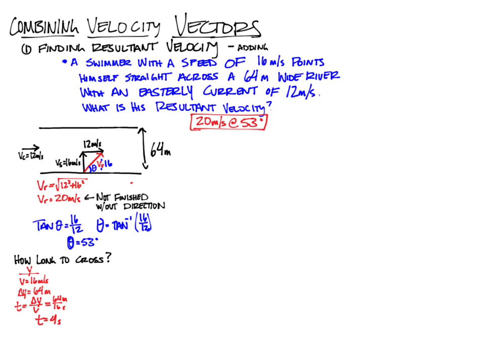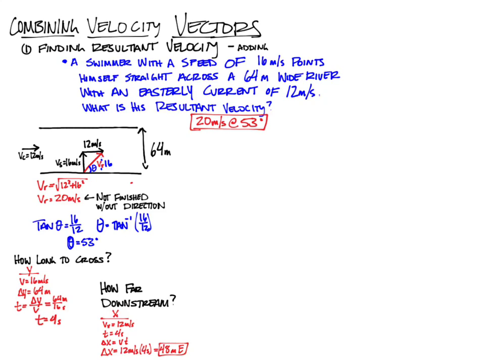Another question we might ask is, how far downstream did we go? Well, downstream is an X question. So we need to look at our X information. The velocity I have in the X direction is the velocity of the current. That's 12 meters per second. And my time is 4 seconds. So my delta X is my velocity times my time. 12 meters per second times 4 seconds, or 48 meters, and that's directly to the east. That's how far downstream we go.